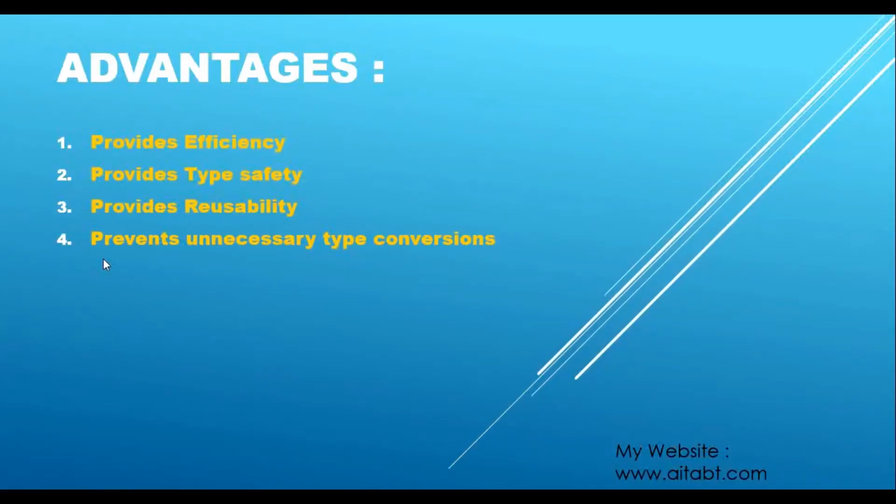Now what is the fourth advantage, a very important advantage, which we cannot see in this application, and neither can I show you that, but I can tell you that it prevents unnecessary type conversion. And how is that an advantage? Because if it prevents unnecessary type conversion, it enhances the efficiency of our code. Let me show you how it is happening.